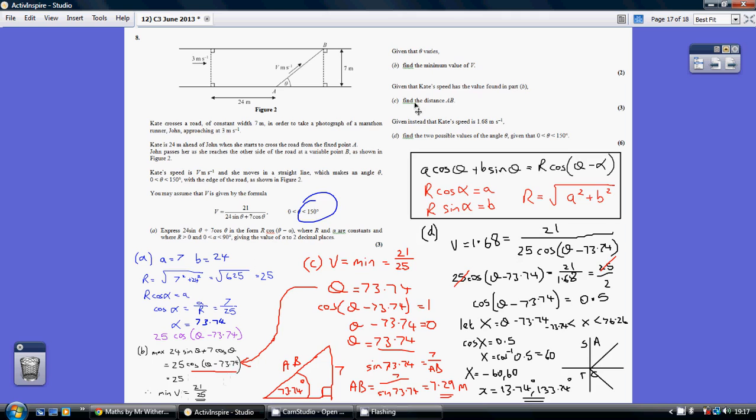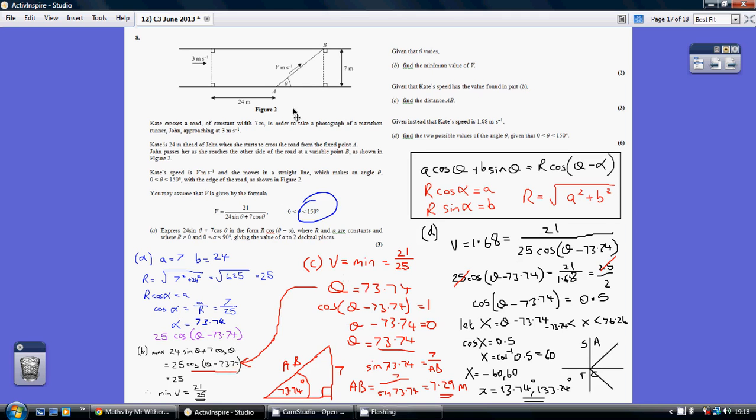Now for part C, they're asking us, given that Kate's speed has the value found in part B, okay, so all of this applies. So what we're saying is that the speed in part B applies, therefore the angle in part B applies. Now remember what I said a bit earlier, we were saying that this bit was having to be 1. Now cos of what equals 1? Cos of naught equals 1. So in order to make this bracket naught, we need theta to be 73.74. So our angle is 73.74.